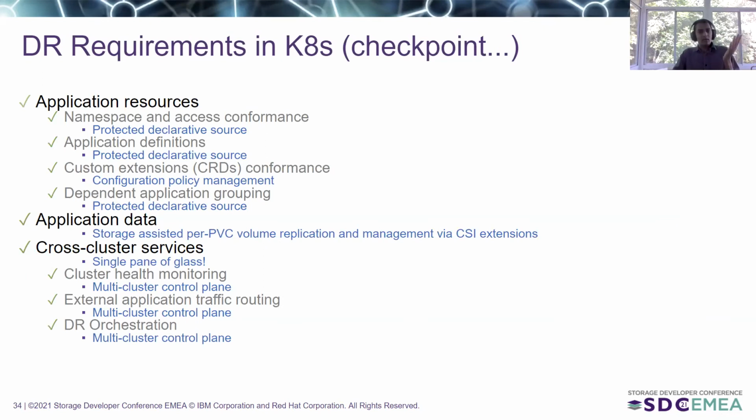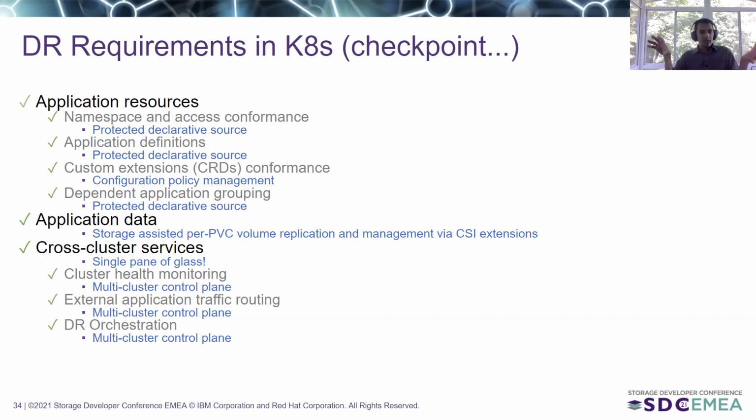Let's revisit the DR requirements that we laid out. We might be missing something. So, well, of course, we don't get check marks for that. But basically, we've covered application resources using declarative sources primarily. We've taken care of dependent custom resources using some form of configuration policy management. We've looked at application data, enabled kube-based management for that.